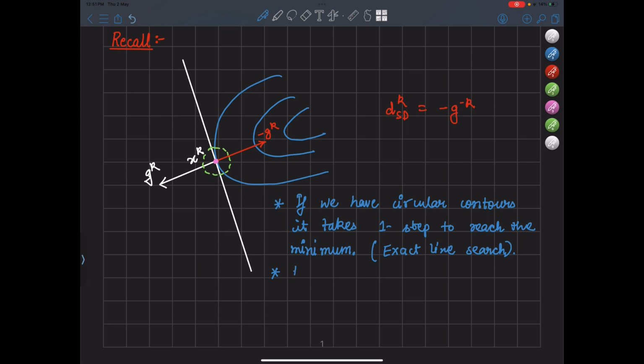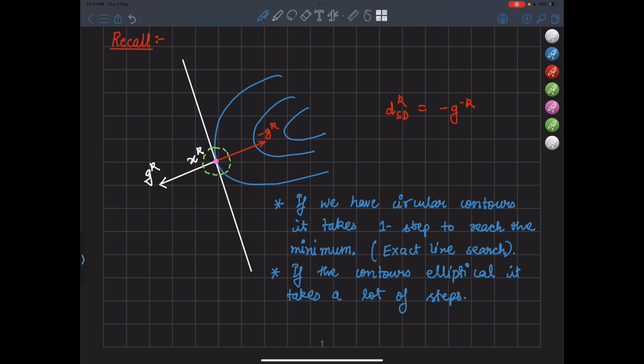But if the contours are elliptical, it takes a lot of steps. And it also takes different numbers of steps from different initial positions. So maybe from some initial position you might converge to the minimum in fewer steps, while on the other hand, if you take a different point on an elliptical contour, you will take a lot of steps. So that was the problem with the steepest descent method.